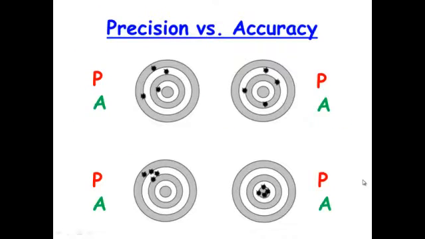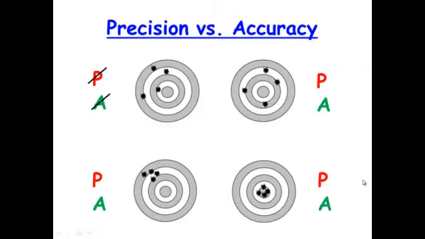In these examples, let's decide if the shots are precise and/or accurate. In the first example, in the upper left-hand corner, all of those shots are not located in the same place. That means that they're not precise. Also, they're not centered around the bullseye, so it doesn't look like they were aiming for that bullseye. So they're not being accurate.